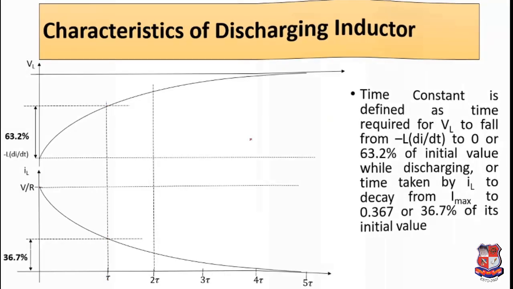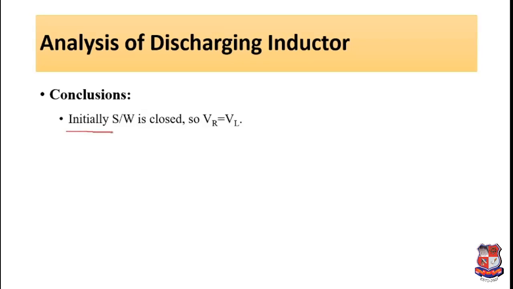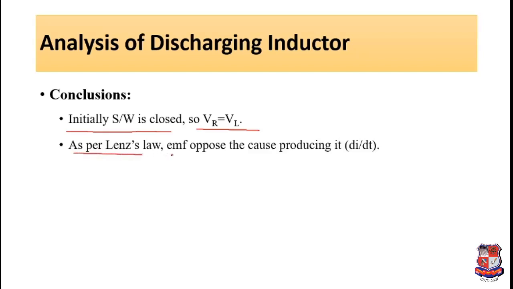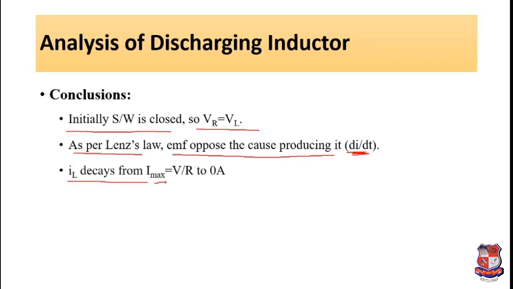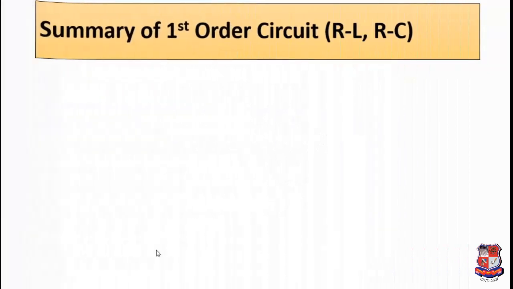So this is the discharging inductor analysis. The conclusions are that initially the switch is closed, so VR equals VL. Now as per Lenz's law, the EMF opposes the cause producing it, and that is nothing but di by dt. This IL decays from I max, that is V by R, to 0, and the inductor voltage rises from minus L di by dt to 0. Initially IL equals I max, and VL equals minus L di by dt.